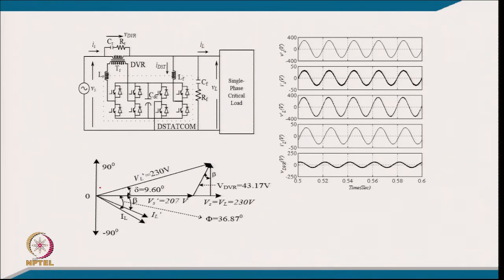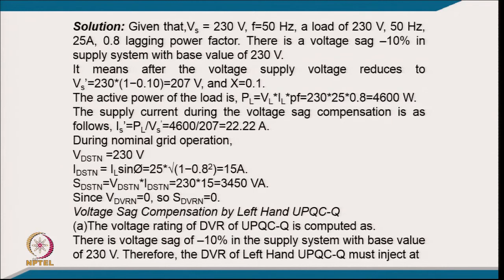So, here we have a voltage sag, and we are injecting a voltage to compensate, and then these are the waveforms. So, given 230 volt, 50 hertz, a load of 0.8 lagging power factor, there is a voltage sag of minus 10% with 230 volt.